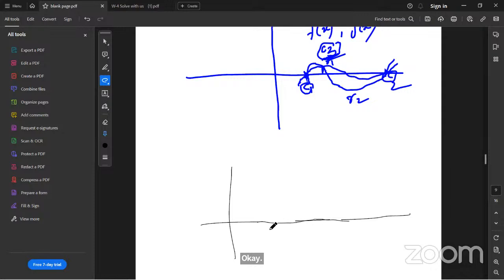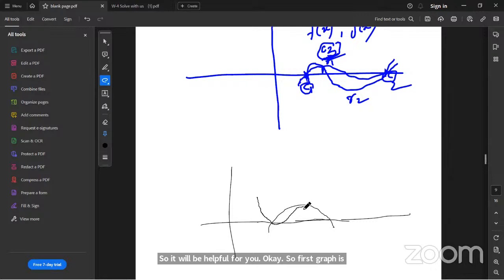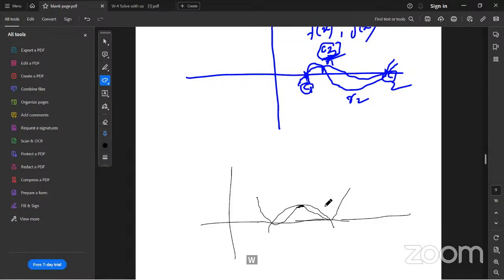So the first graph is like this, and the other one was like this, right? This was your C1 city, this was your C2 city. Here the point was 11, here the point was 13, and here the point was 12. So this one was your R1, this one was your R2.